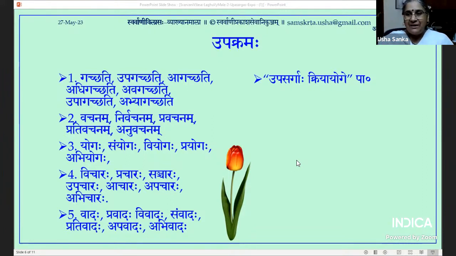Okay, I am dam eating. So I can't say that dam is an upasarga here, because kriya yoga, it's completely attached to the kriya. Okay, so what we see is that gacchati is a kriya.